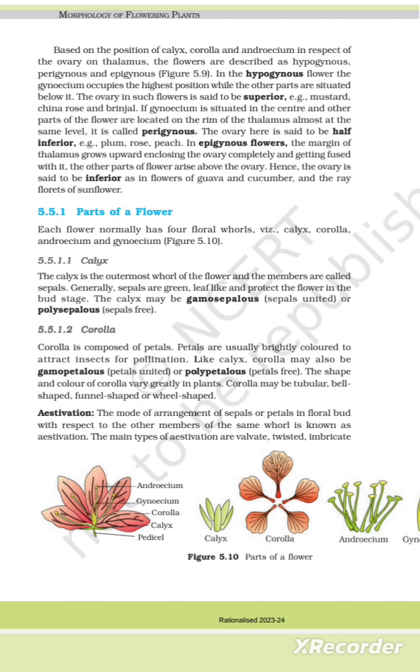Aestivation. The mode of arrangement of sepals or petals in the floral bud with respect to the other members of the same whorl is known as aestivation. The main types of aestivation are valvate, twisted, imbricate, and vexillary. Figure 5.10. Parts of flower.